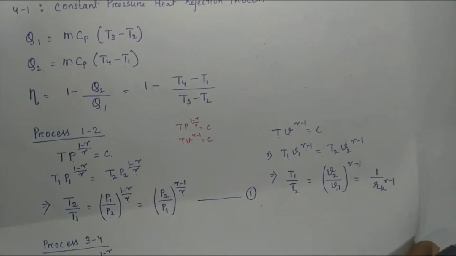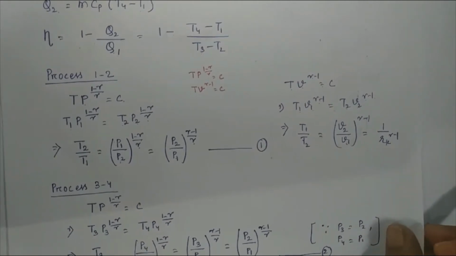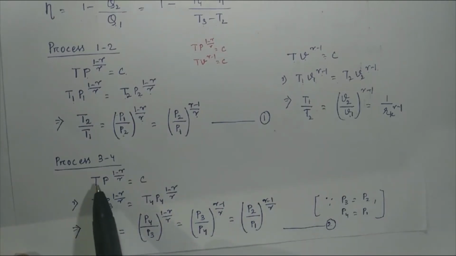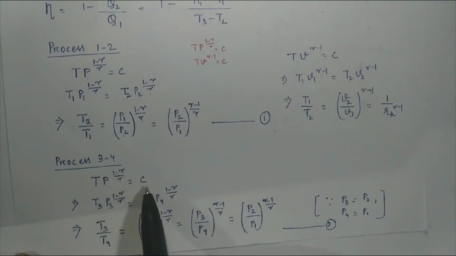Similarly, process 3 to 4 is again an adiabatic process, a reversible adiabatic expansion process. As it is an adiabatic process, we use the relation T p to the power (1 minus gamma) by gamma equal to constant. So T3 P3 to the power (1 minus gamma) by gamma equals T4 P4 to the power (1 minus gamma) by gamma. Rearranging, T3 by T4 equals P4 by P3 to the power (1 minus gamma) by gamma. Taking P3 to the numerator and P4 to the denominator, we get T3 by T4 equals P3 by P4 to the power (gamma minus 1) by gamma.